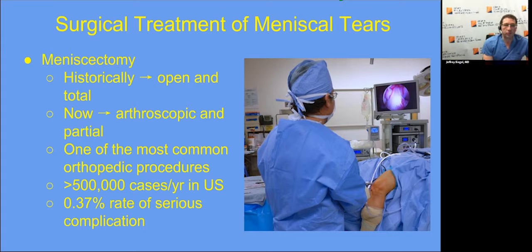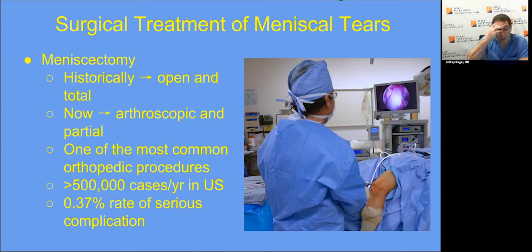So starting in the 70s and going into the 80s, the procedures have evolved to arthroscopic and trimming out only the abnormal, unstable meniscal tissue. Currently, this is one of the most common orthopedic procedures performed. There's been over 500,000 cases performed annually now for several years.